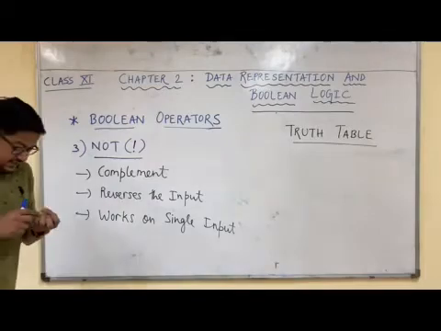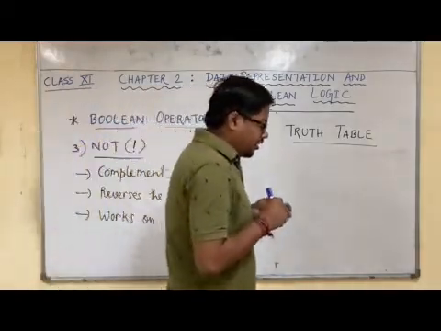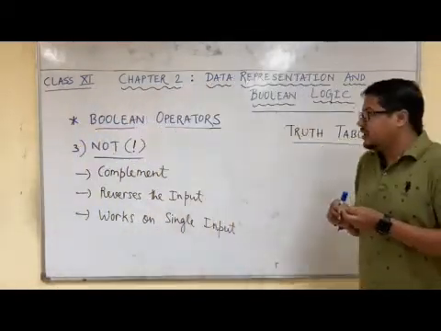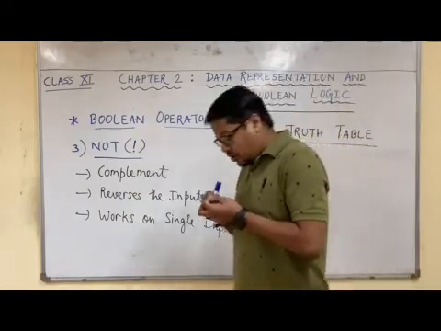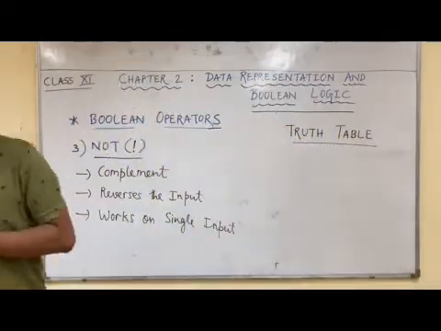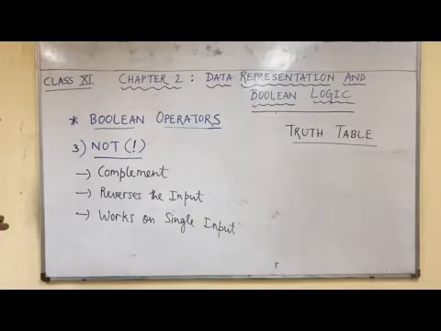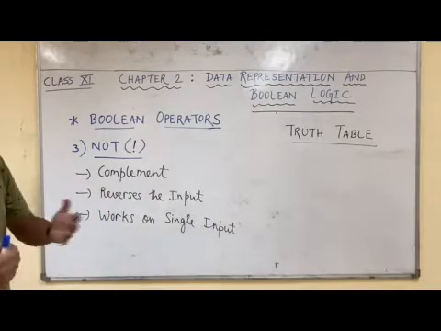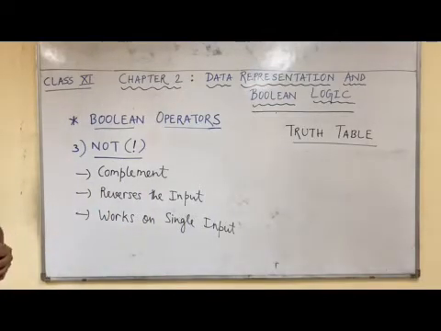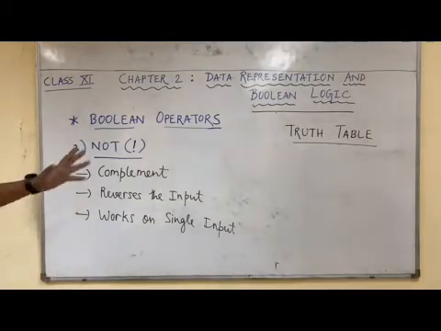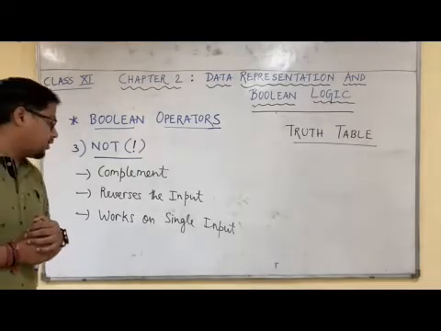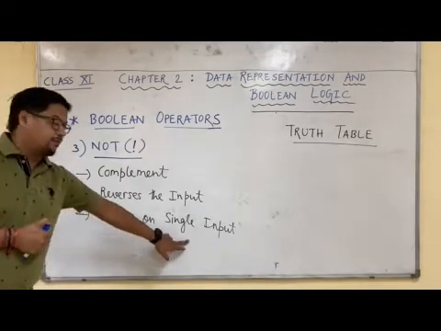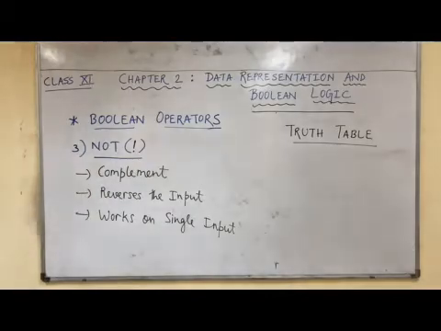Okay students, so let us see the last topic of this video, that is the NOT operator. Now remember the previous two operators, that is AND and OR. They were operating on multiple inputs. They were operating on 2 inputs, they were operating on 3 inputs, and if required they could operate on 4 or more inputs. But the NOT operator has one restriction, that is it will operate on only a single input. Okay, NOT operator is also said to be complement.